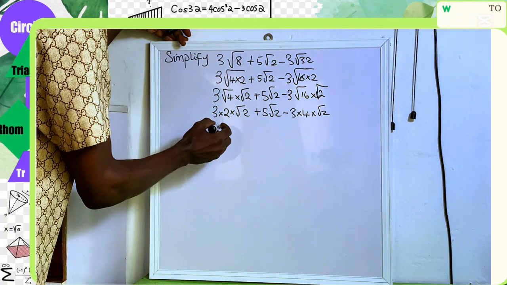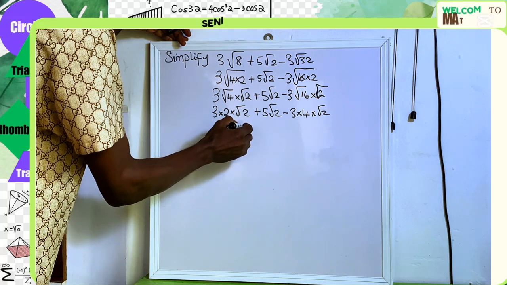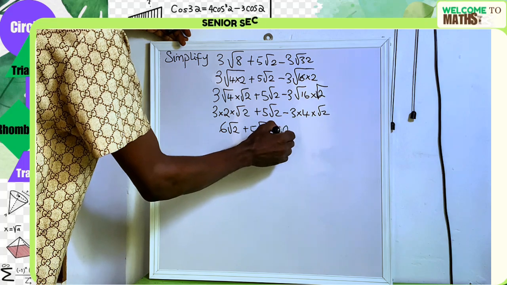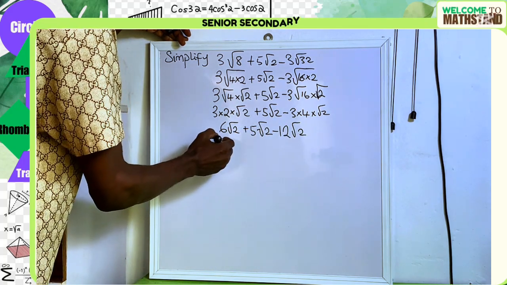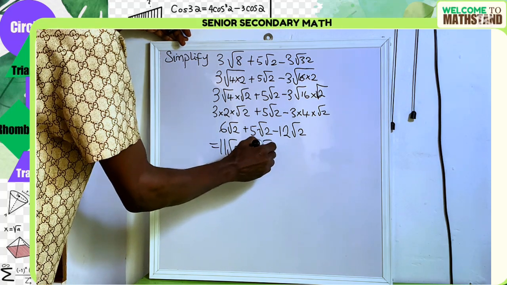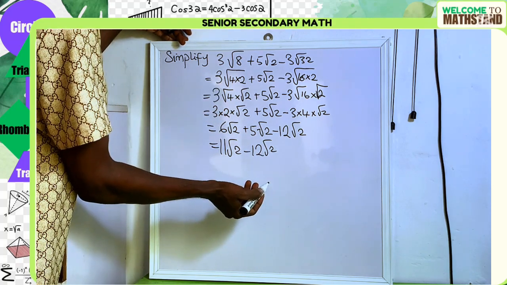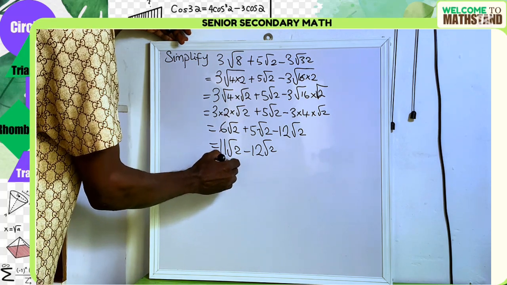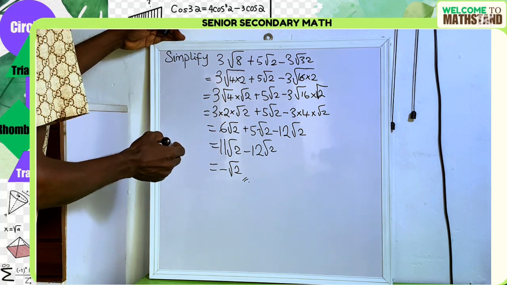So from here we now have 3 times 2 is 6√2, plus 5√2, minus 3 times 4 is 12√2. So 6 plus 5 is 11√2, and we have 12√2. If you subtract that, 11 minus 12 is minus 1. So 11√2 minus 12√2 gives us minus √2. That is the final answer.